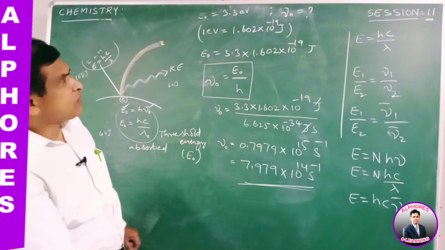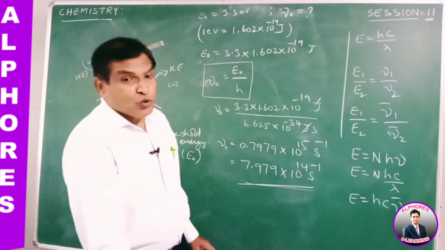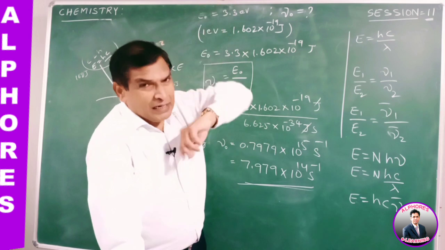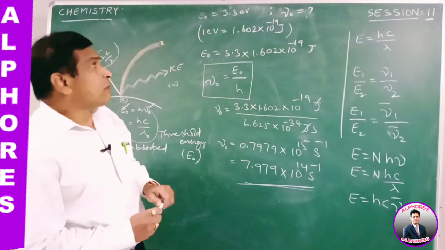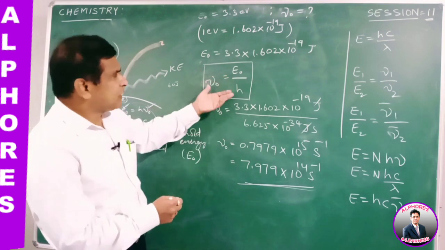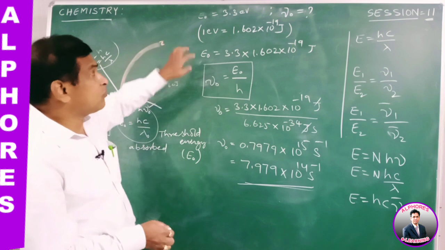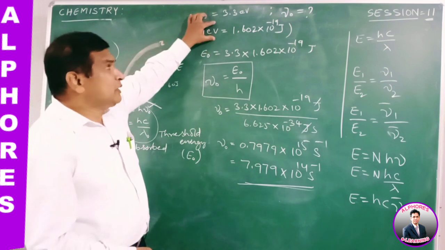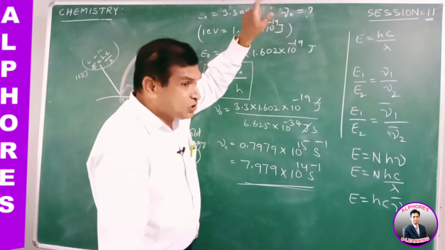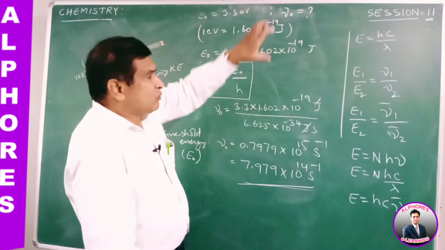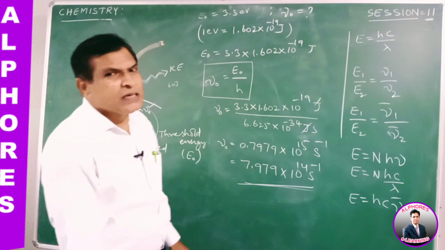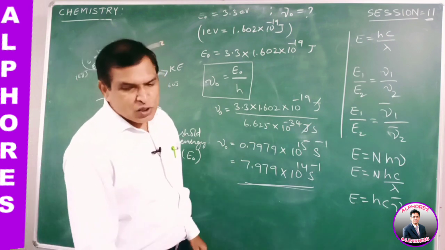Once again, the concept of the problem: the threshold energy of a photoelectric material is 3.3 electron volts. What is its threshold frequency? That is a simple calculation, and we have to remember that 1 electron volt of energy is always equal to 1.602 into 10 to the power minus 19 joules. We should remember such constant values. The example is clear, it is not a difficult one.